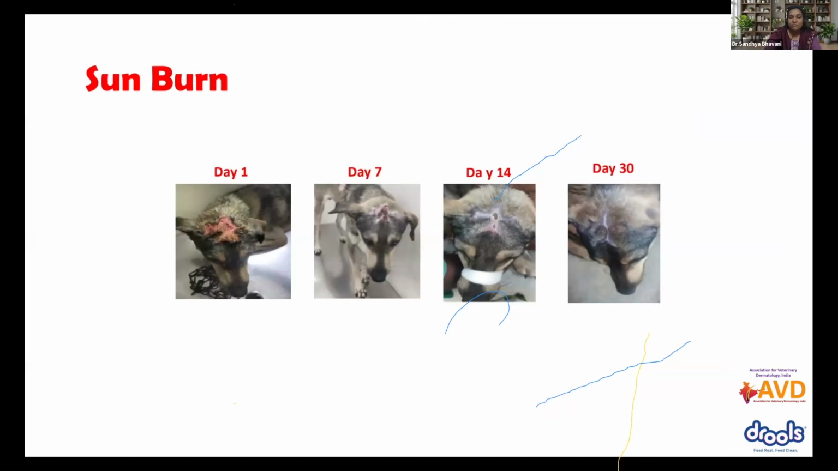So this is a case of sunburn, but it's not an actinic dermatitis. It's sunburn. Blisters were formed, and gradually with wound healing ointments and spray, this severe form of sunburn healed by the 30th day.